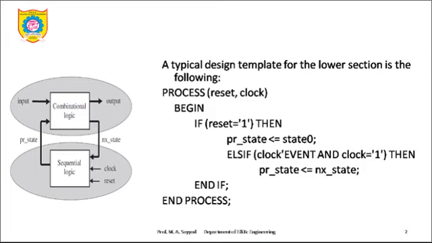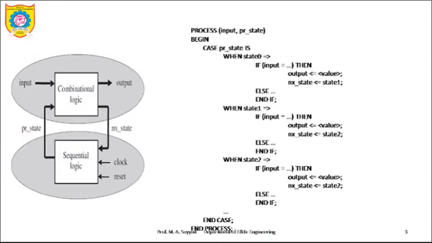This will happen in the lower part, that is the sequential logic of your FSM. In the upper part, which is a combinational logic, this process is dependent upon input and present state. Depending upon the present state, your output is decided as well as your next state. That's why we have taken the help of a case statement, and with its help we have written what will happen in each and every state. Okay. Now, to understand the same thing, let us have one example.